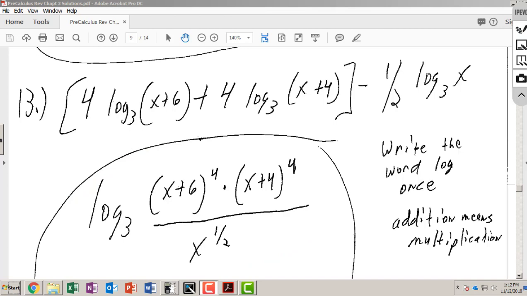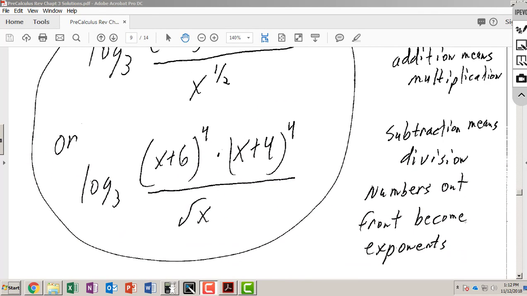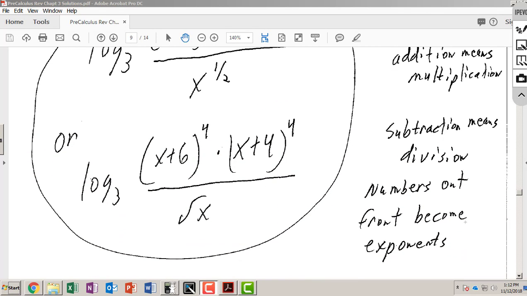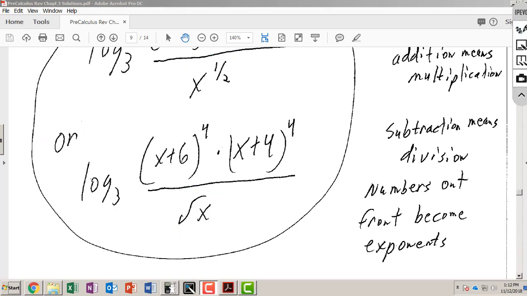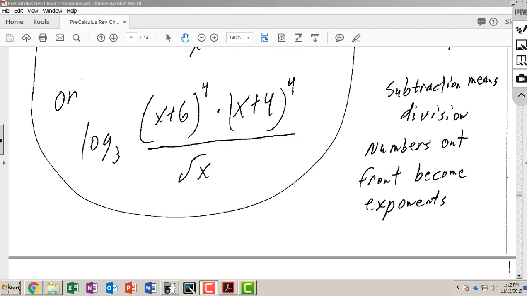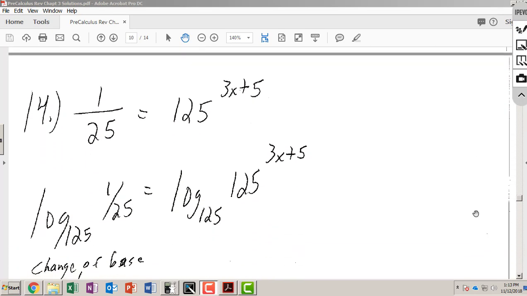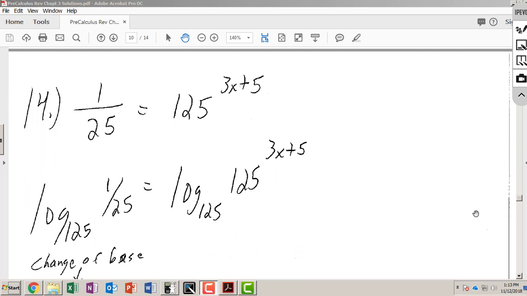Or you can also rewrite that x to the 1/2 if you wanted to. We know that a half power is also a square root, so this becomes the square root of x. Either one works, so that's why I put the or there. You can write it either way, it's perfectly fine. I'll accept either answer.